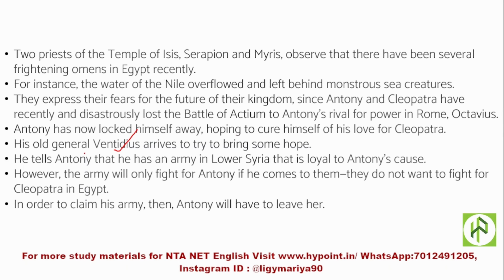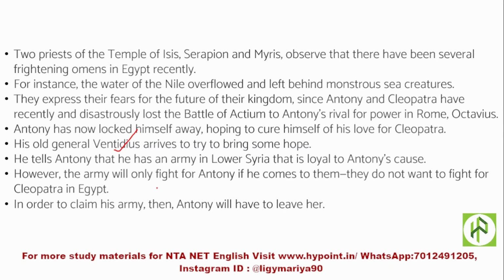So Antony's general Ventidius arrives, and he tries to instill some hope. He tells Antony that he has an army in Lower Syria, and that army is so loyal to Antony's cause that whatever Antony says, they'll obey. However, the army will only fight for Antony if he comes to them. They do not want to fight for Cleopatra in Egypt. Antony is so obsessed with Cleopatra, and he is with her in Egypt, leaving his wife and children.